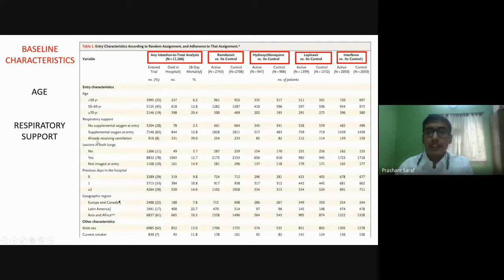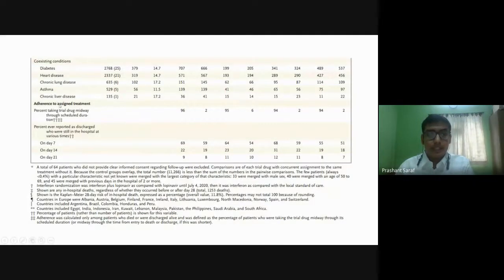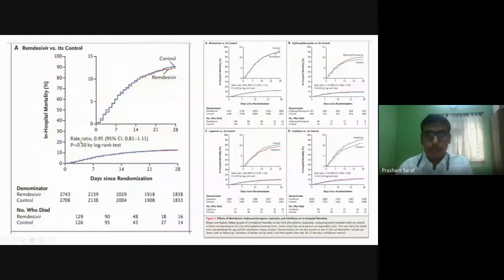Apart from it, other data like lesions in lungs, previous days in hospitals, geographic regions, which includes various countries of Europe, Canada, Latin America, Asia, and Africa are mentioned. Other characteristics like coexisting conditions and adherence to assigned treatments are given.